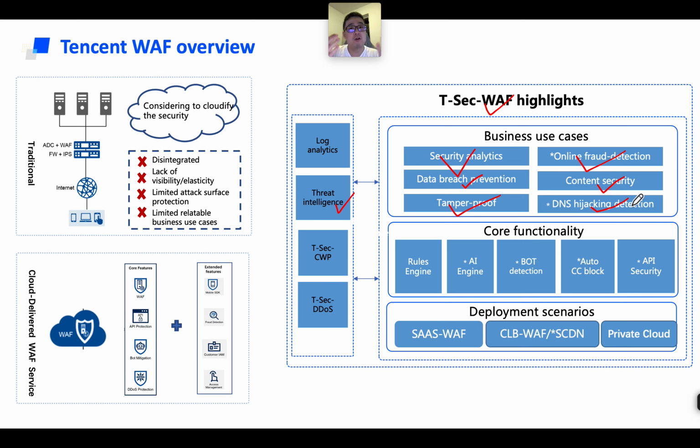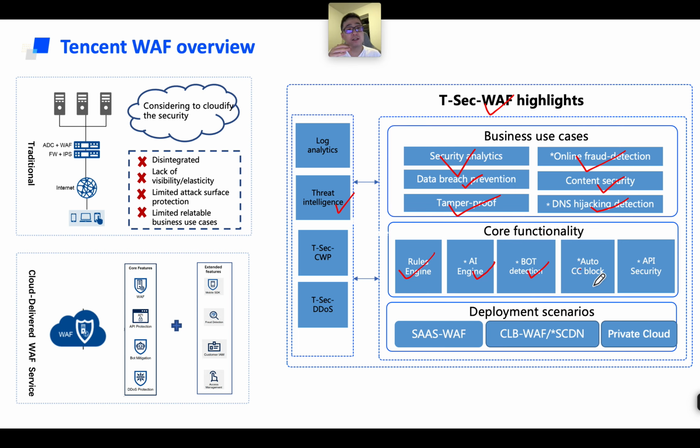In terms of the core functionality of our WAF, of course, there are the standard rule engines that are highly effective in detecting known attacks, like the OWASP Top 10. We can also leverage our AI and machine learning engine to detect zero-day attacks and unknown threats. We also have bot detection to detect online scrapers, scanners, and crawlers, to avoid your content being abused.